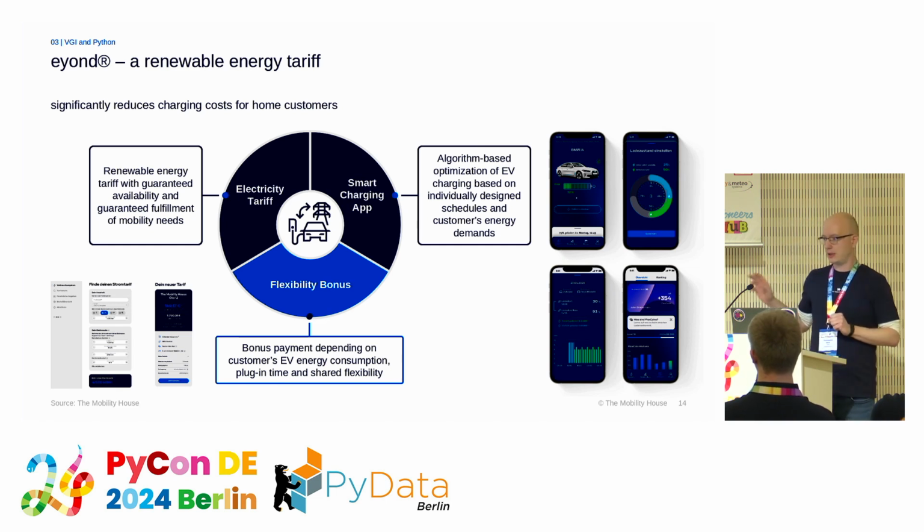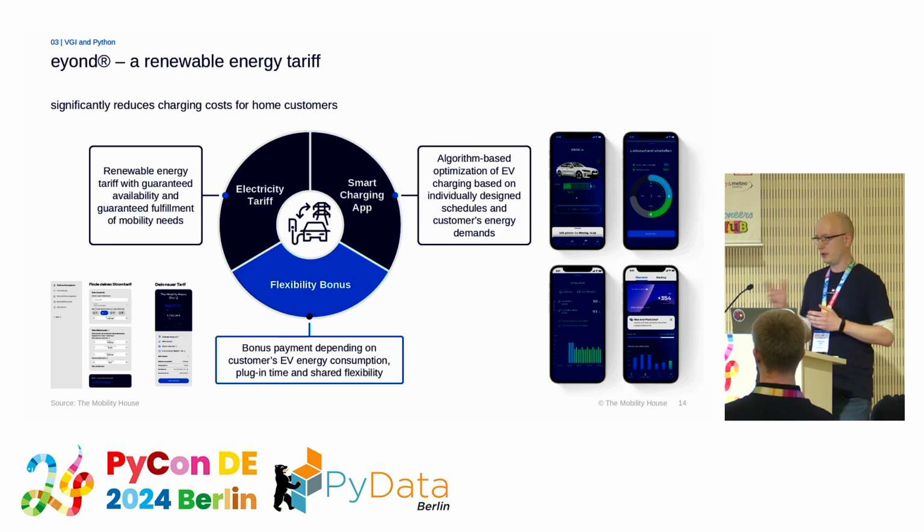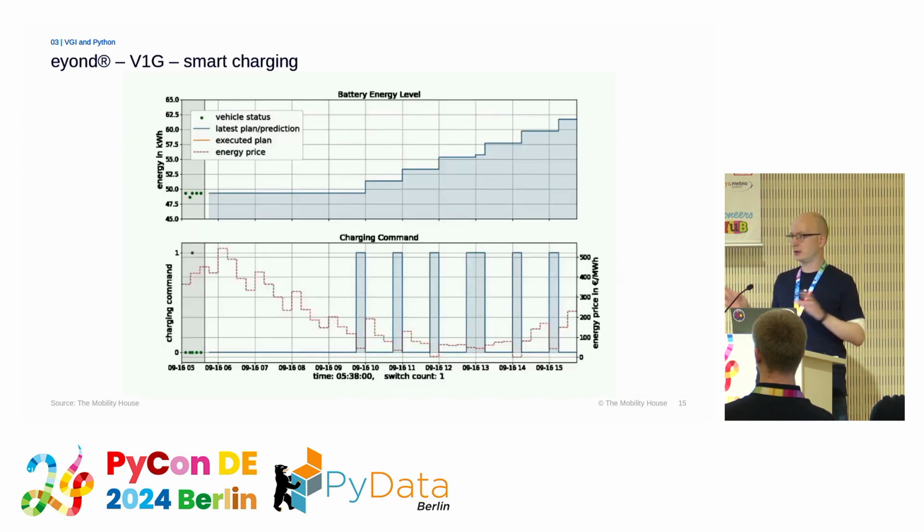We do this via a smart charging app, which has a back end where there's an optimization going on, taking into account the energy market. So we serve with your battery the needs of the energy grid. And for this, you get a flexibility bonus. The more flexibility you provide to us, to the energy grid, the more you actually get back. How does that look? Let's get a little bit into data, into the more fancy stuff.